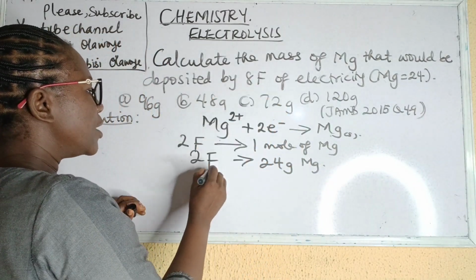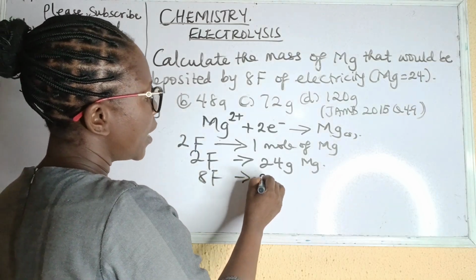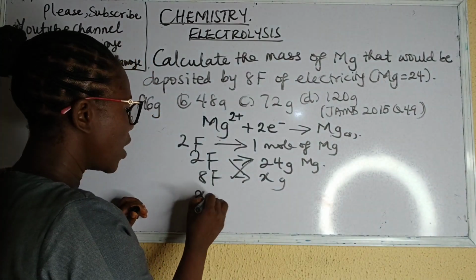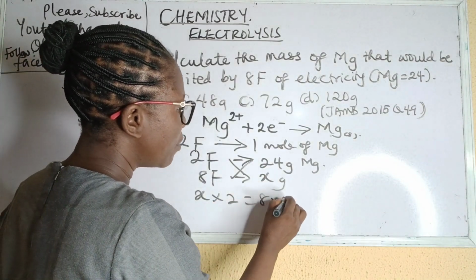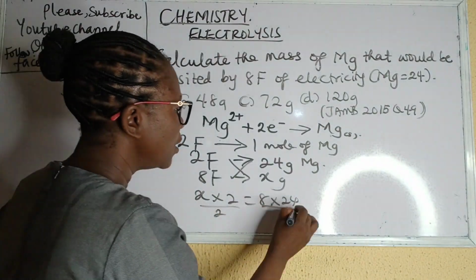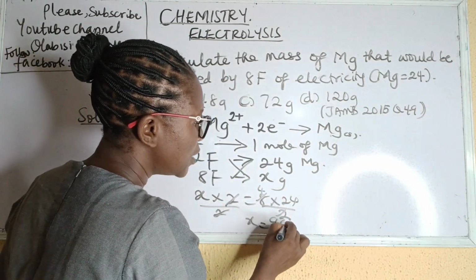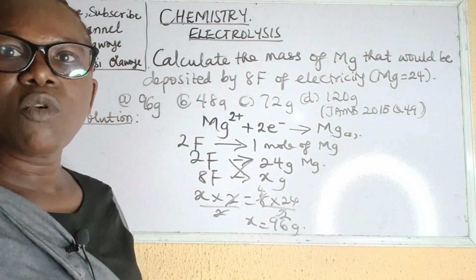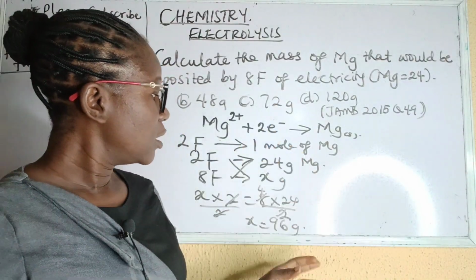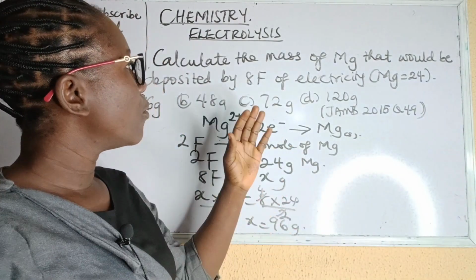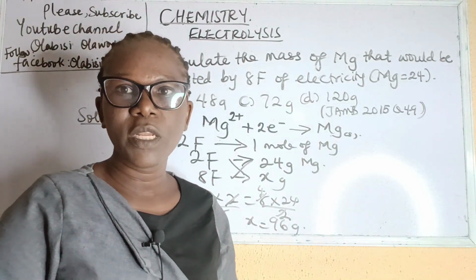So 8 Faradays will produce what? X gram. Cross multiplying, we have 8 multiplied by 24, all divided by 2. So X is equal to 96 grams. 96 grams of magnesium is required by 8 Faradays of electricity.